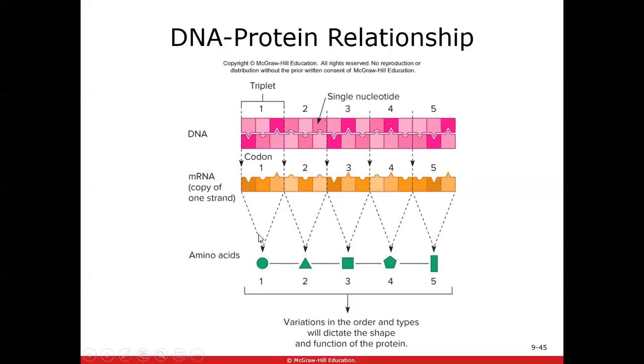And then it's transferred to transfer RNA, which has an amino acid with the opposite code of the codon. It has an anticodon on the transfer RNA, and on the other side of the transfer RNA, it has the amino acid.